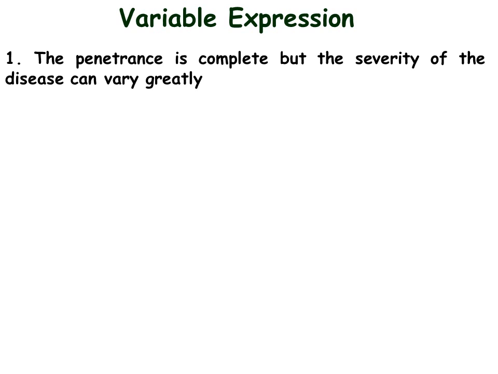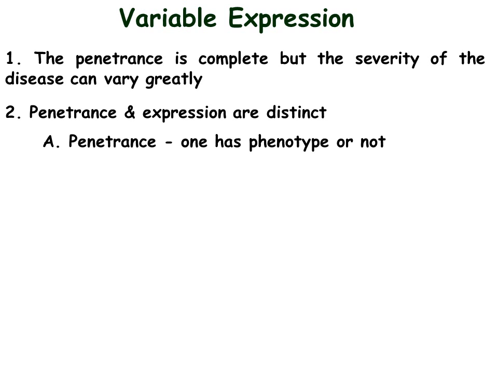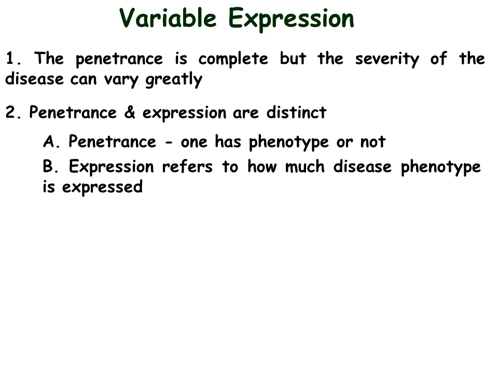So far, we've looked at mosaics, disorders that have a reduced penetrance or an age-dependent penetrance, and now we can have disorders that have a variable expression. Now we're talking about the severity of the disease, and that can vary greatly as well. Penetrance and expression, you have to be aware, are distinct. Penetrance, one has the phenotype or not. Expression refers to how much of the disease that you have.